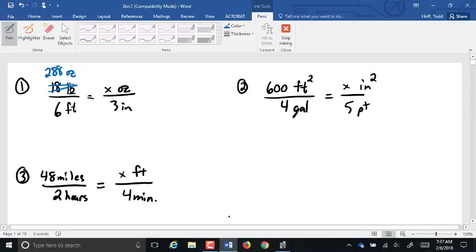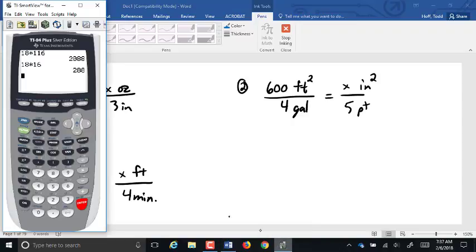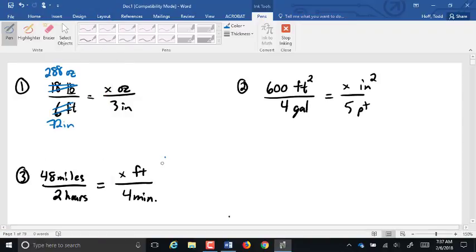Our 6 feet has to go into inches, so 6 times 12 is 72 inches. And now it's just a matter of cross multiply and divide. So 288 by 72, right, is 12. So that's 12 ounces and 3 inches.